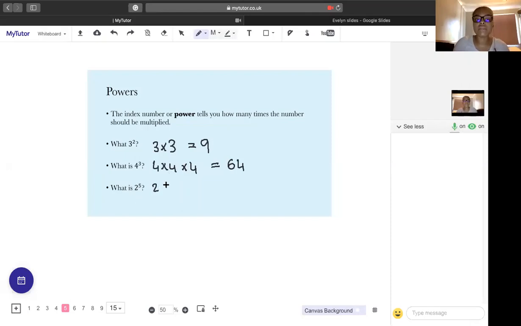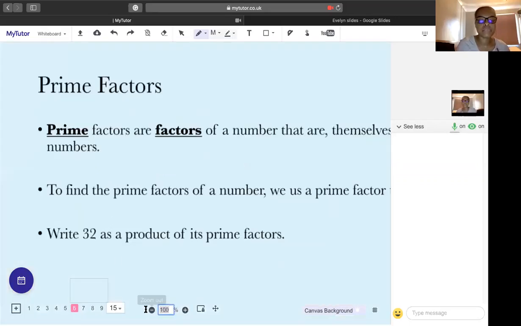Then the next one is 2 to the power of 5. That means that we times 2 5 times. So 2 times 2 times 2 times 2 times 2 is 32, because we've got 2 times 2, which is 4, times 2, which is 8, times 2, which is 16, times 2, which is 32. This will become more apparent when we go through to the next 2 questions, why we needed to know that.